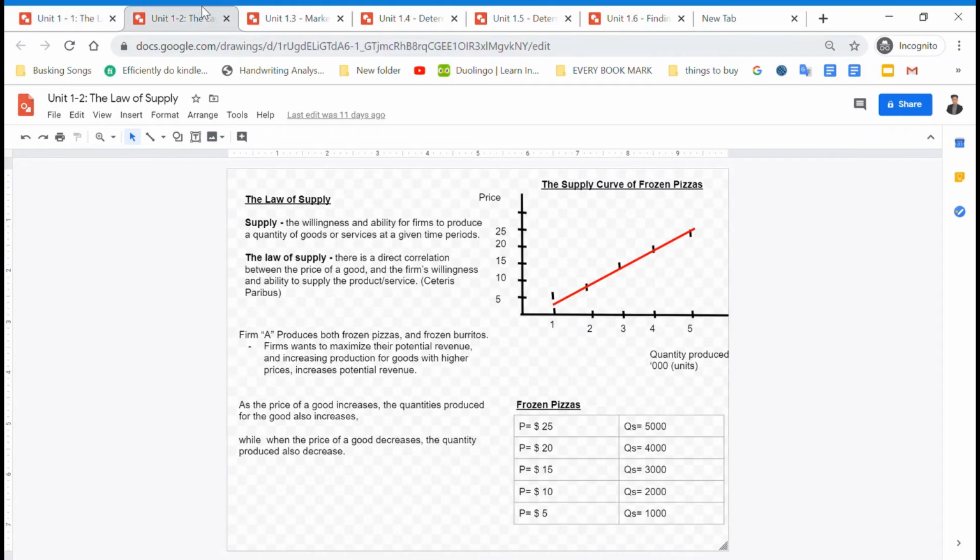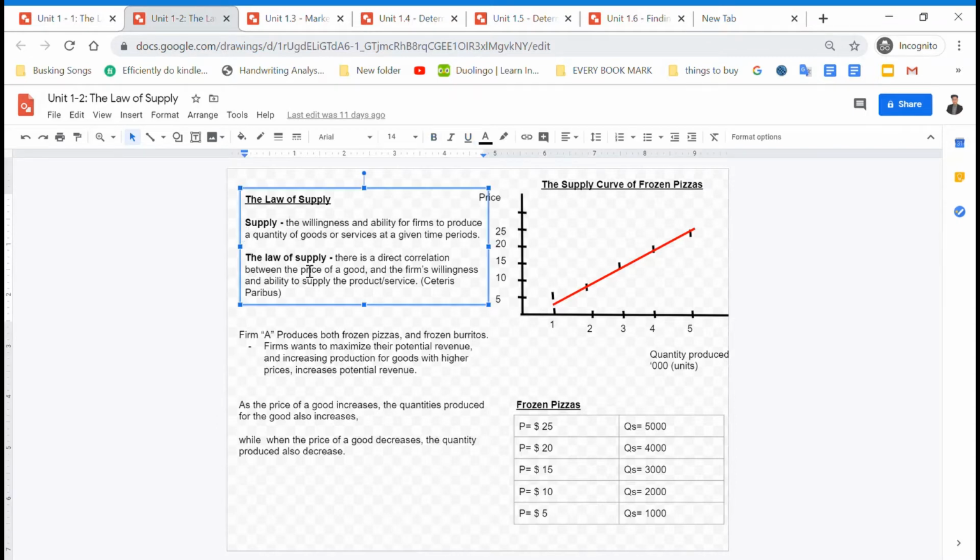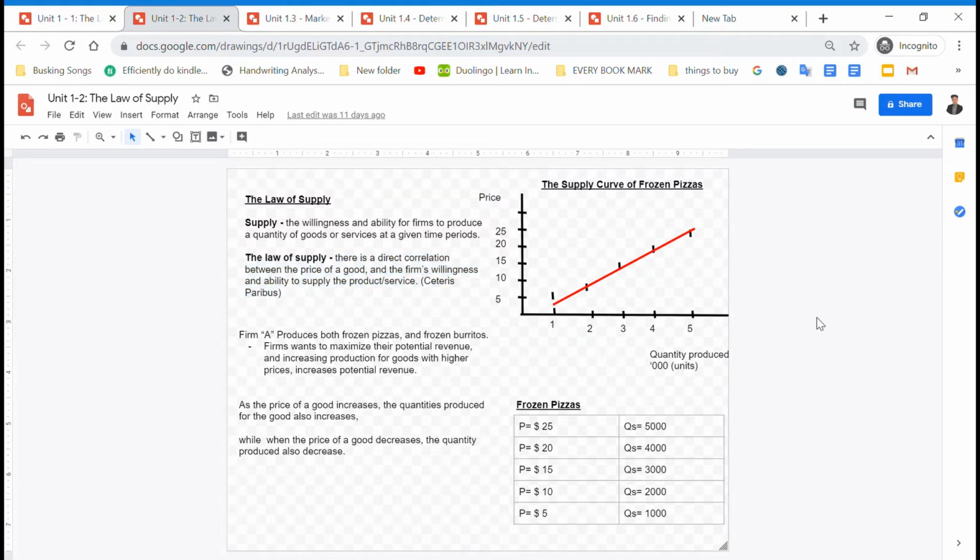Now, let's go to the review of the law of supply. The law of supply basically states that there is a direct correlation between the price of a good and a firm's willingness and ability to supply the product or service, ceteris paribus. Okay, so that means usually as the price of a good increases, the desire for firms to supply more goods increases. Therefore, as the price increases, the quantity supplied increases, and as price decreases, firms are less incentivized to produce more goods. Therefore, the quantity output decreases.